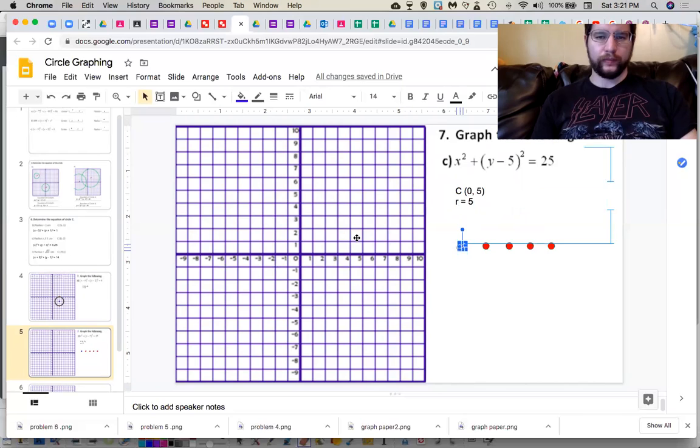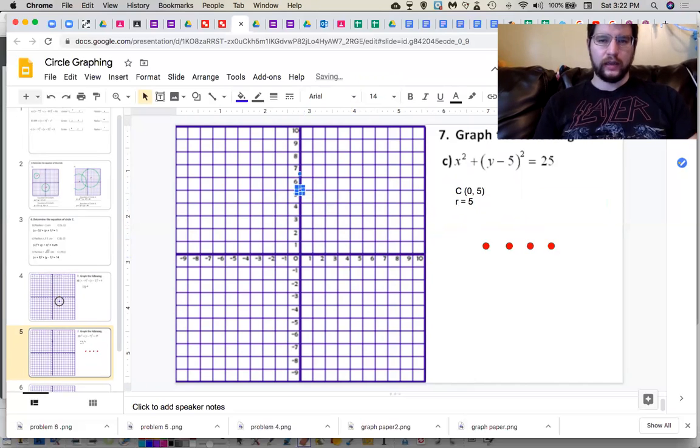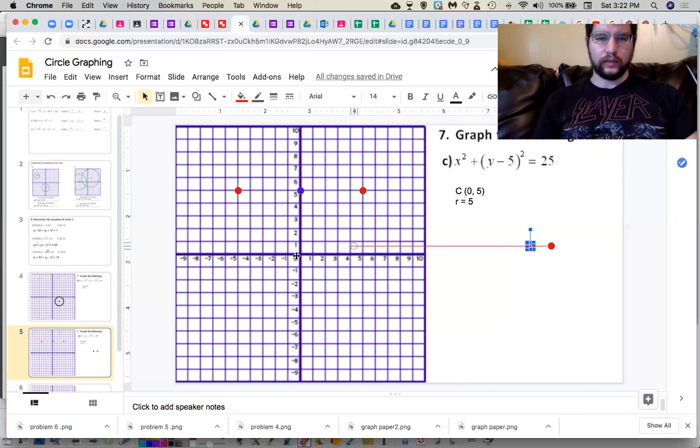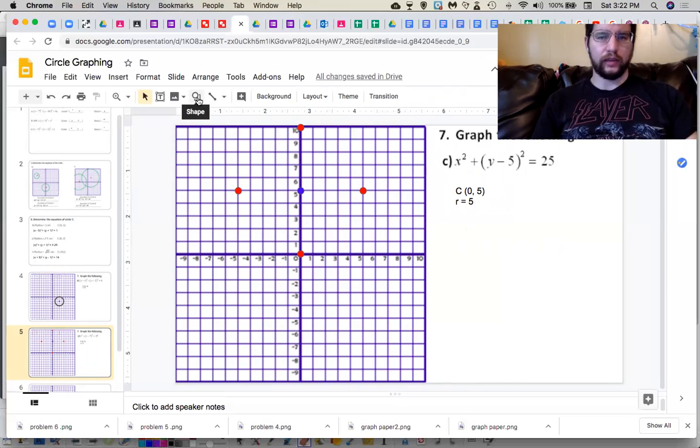0, 5, that's why I'm dragging my blue one. 0, 5, right about here. And again, I'm gonna just shift and wiggle that thing around a little bit. That'll work for me. r is 5, so I'm gonna count. 5 units this way, about right there. 5 units that way, about right there. 5 units below, and then 5 units above. Close enough. And look, my dots aren't even perfect at all. Perfectly fine. Just get them close.